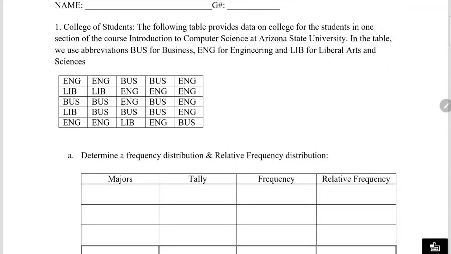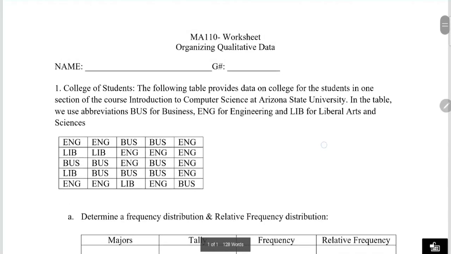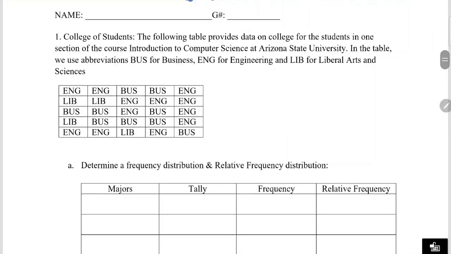Hello everyone. I'm going to work through this worksheet on organizing qualitative data. Now, this study is on determining the frequency of majors at a certain college at Arizona State University. So, the topic is the college in which students are enrolled with more frequency.